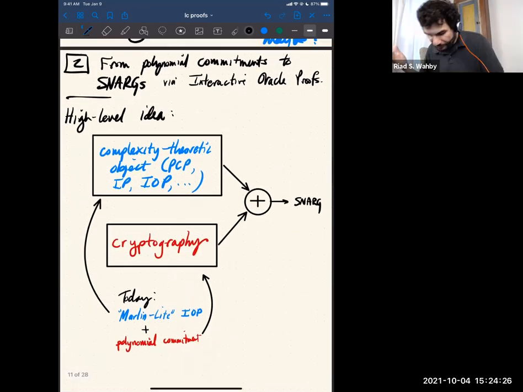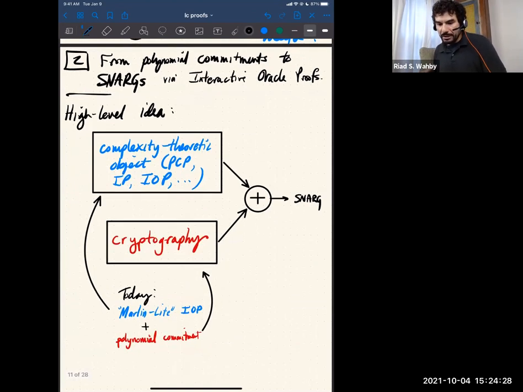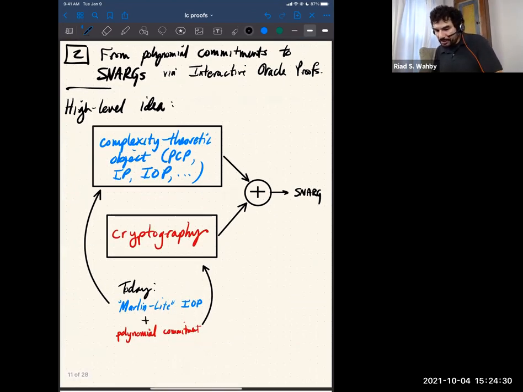Okay, so the high level structure is like this. Basically the idea is we're going to have some complexity theoretic object, which today is going to be our Marlin Light IOP. And we're going to have some cryptography, which today is our polynomial commitment scheme. We're going to put those together and what we get out is a SNARG. Okay, so let's talk a little bit more about this. The piece that we haven't yet defined is the complexity theoretic object, the IOP. So let's do that now.